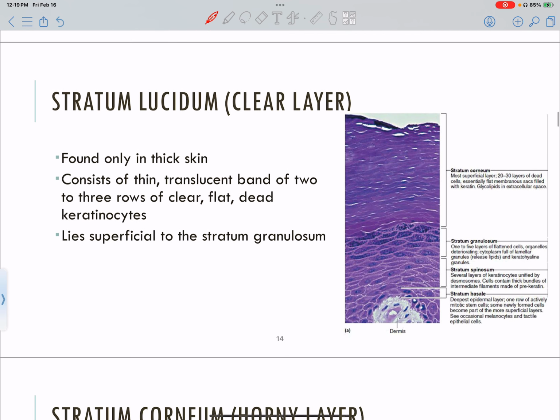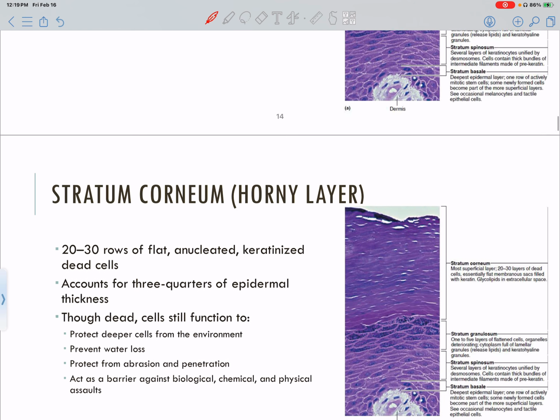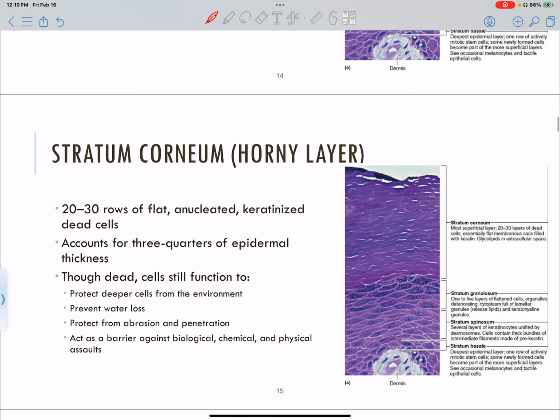So stratum lucidum, it's only again found in thick skin, so in areas of our palms and the soles of our feet. And it's a really, really thin layer and it's absent in this photo, but it would be translucent and you could barely see it. Typically only 2 or 3 rows, and again, because it's above stratum granulosum, it would be dead. And it's going to lie superficial to stratum granulosum.